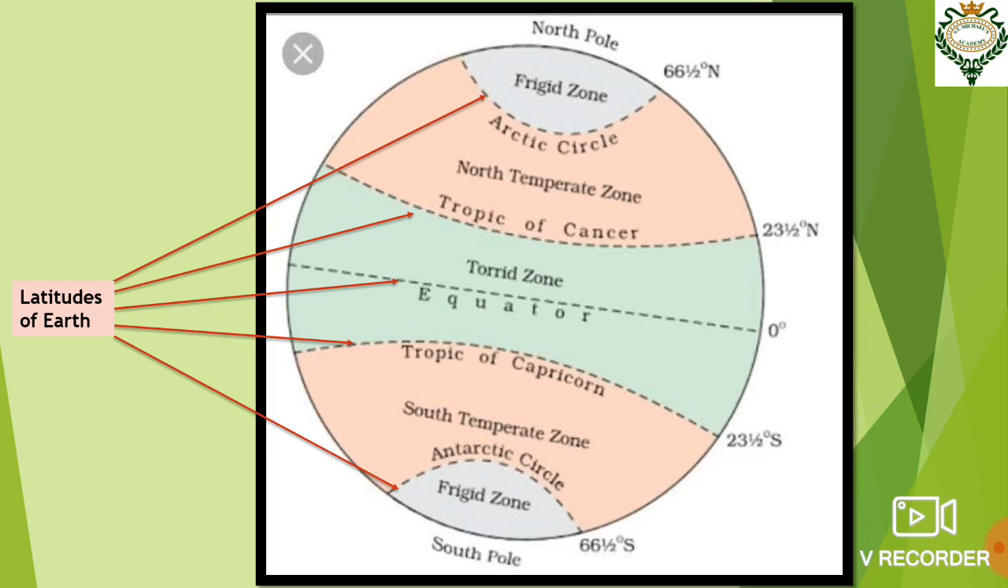And then comes the Frigid Zone. This zone lies between the Arctic Circle and the North Pole in the northern hemisphere and the Antarctic Circle and the South Pole in the southern hemisphere. The temperatures over here are very low. This zone experiences extreme cold. The winters are around 6 months. There is complete darkness as this area does not receive any sunlight during this period.